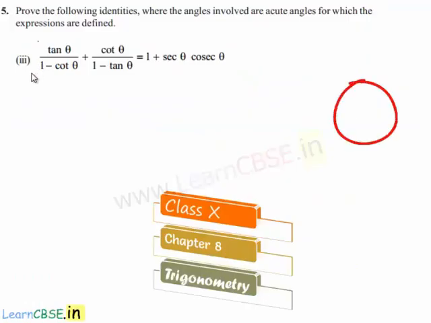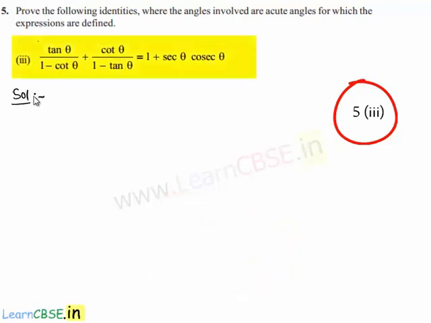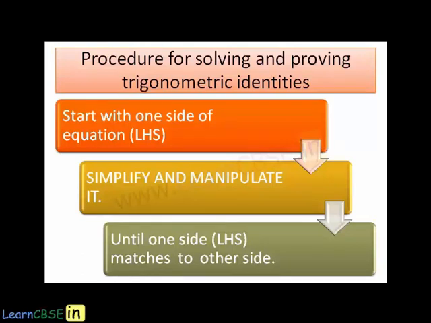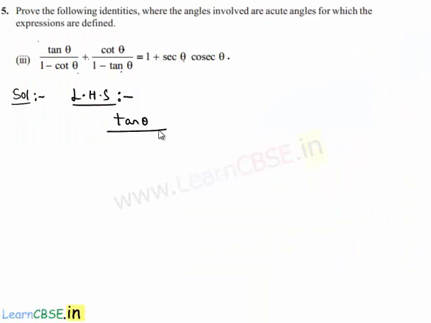Moving on to the third bit of fifth problem. Let us find the solution. Here the given equation is tan theta by 1 minus cot theta plus cot theta by 1 minus tan theta is equal to 1 plus secant theta into cosecant theta. Now in order to prove this, let us consider the left hand side. That is tan theta by 1 minus cot theta plus cot theta by 1 minus tan theta.